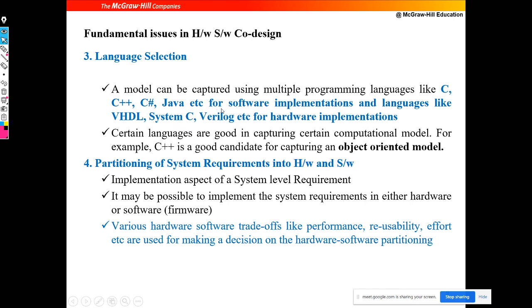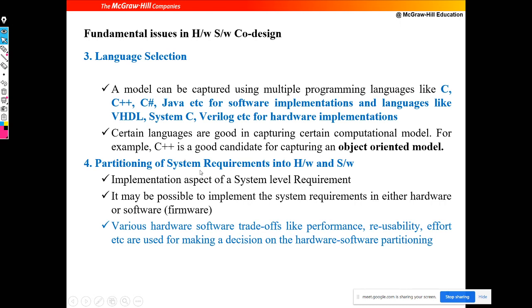For the hardware side, you can implement it in Verilog or VHDL, SystemC, and many other things. So you need to have some kind of decision at this time on what kind of language you're going to use. It also depends on what model you are using. For example, if you're using an object-oriented model, then it makes sense for you to switch to C++ or Java. It doesn't make sense for you to go to C if you have an object-oriented model. Things like that.